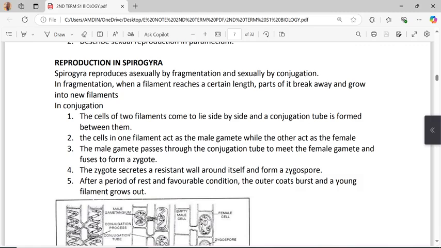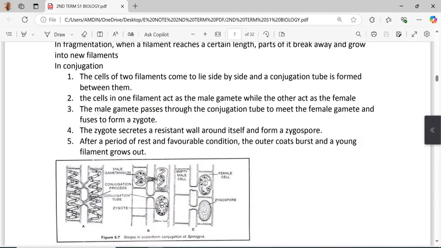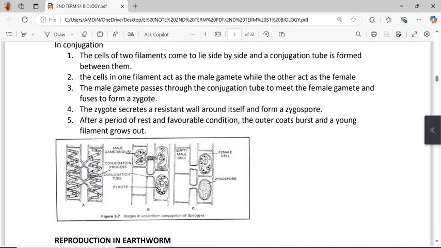Very simple. In conjugation, the cells of two filaments come to lie side by side and a conjugation tube is formed between them. The cells in one filament act as the male gamete while the other act as the female. The male gamete passes through the conjugation tube to meet the female gamete and fuses to form a zygote. The zygote secretes a resistant wall around itself and forms a zygospore. After a period of rest and under favorable conditions, the outer coat bursts and a young filament grows out.